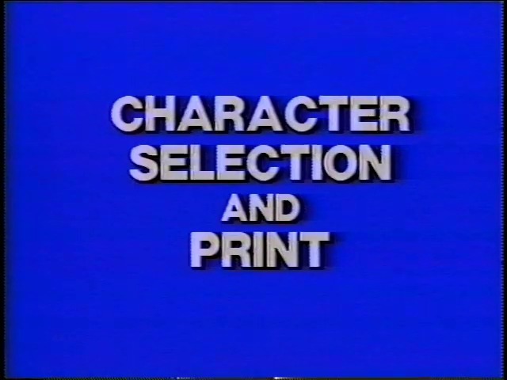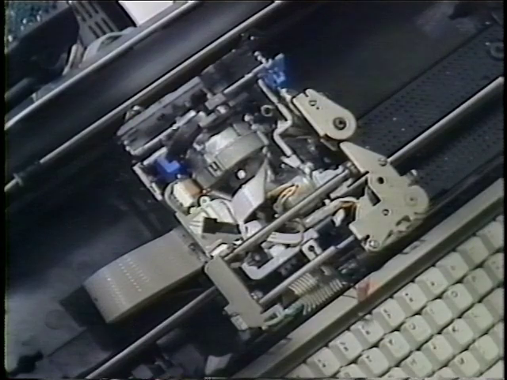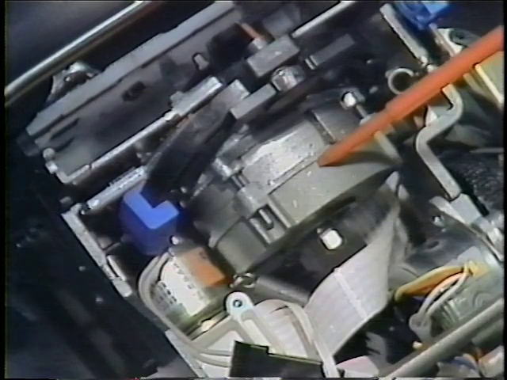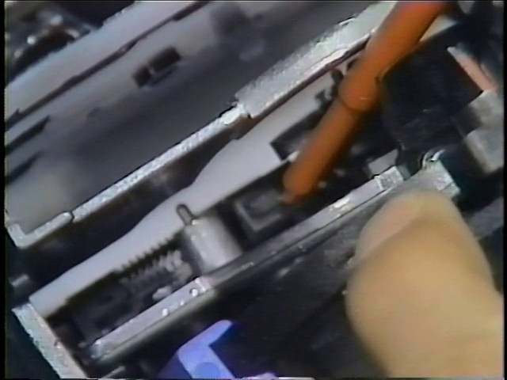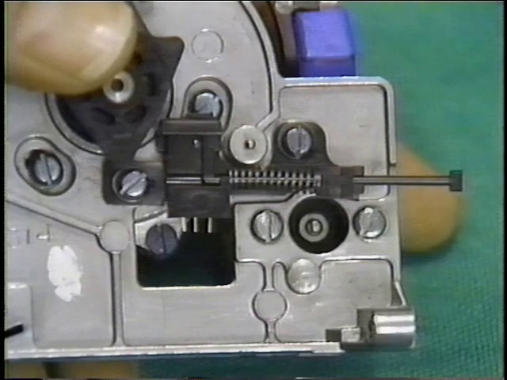In this section, we are going to discuss character selection and print and the ribbon and correction mechanism. Let's locate the parts involved in character selection and print. The ribbon, correction tape, and print wheel have been removed to make the parts easier to see. They are the selection motor, the print hammer solenoid, the hammer, the homing sensor, shown here out of the machine, the homing LED, and the selection motor hub.